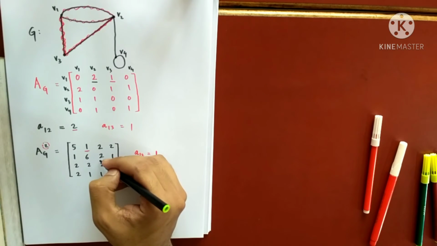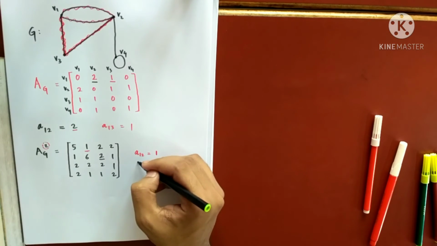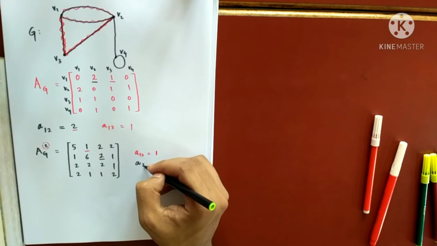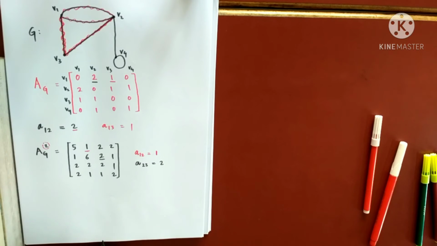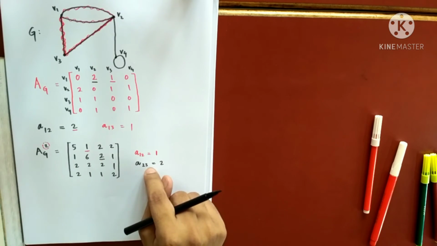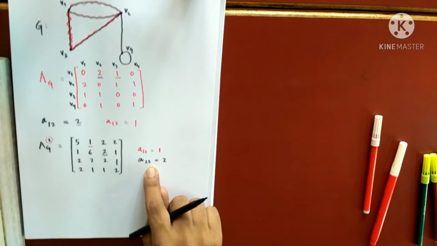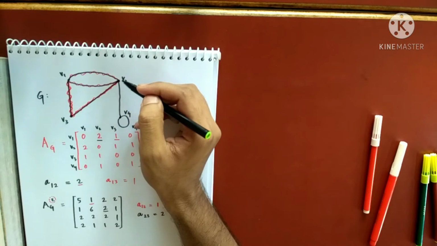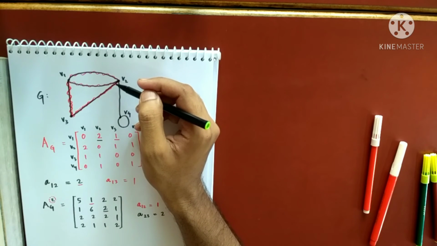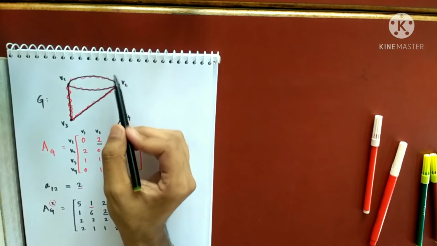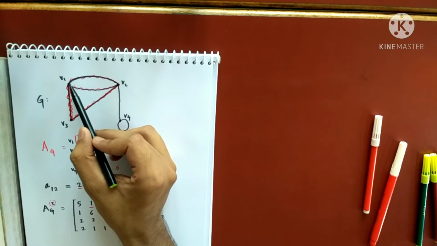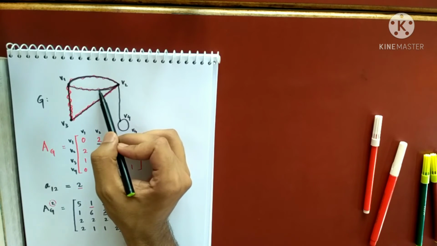Similarly, let's see this. A23 is 2. That means there are exactly 2 walks possible of length 2 from the second vertex to the third vertex. So this matrix is giving us 2 for A23. That means from vertex 2 to vertex 3, there are exactly two walks possible. You can see like this. One is this, 1 and 2 to reach V3, and another is this.